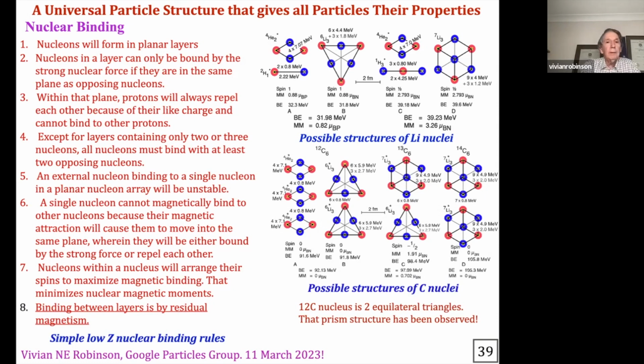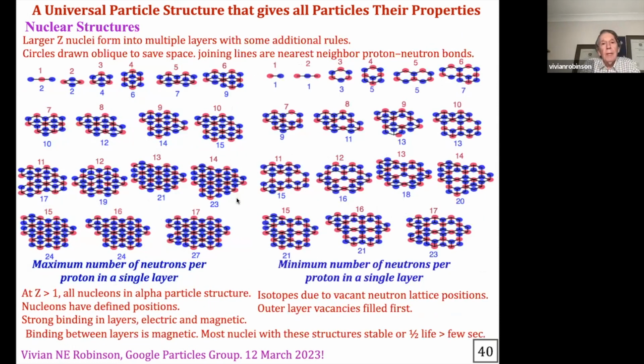Just like to quickly go through, there are a lot of higher atomic number nuclei which we need to consider as well, and under the rules of binding, these are the structures that can form in a particular layer. First thing to note, they are not circular.